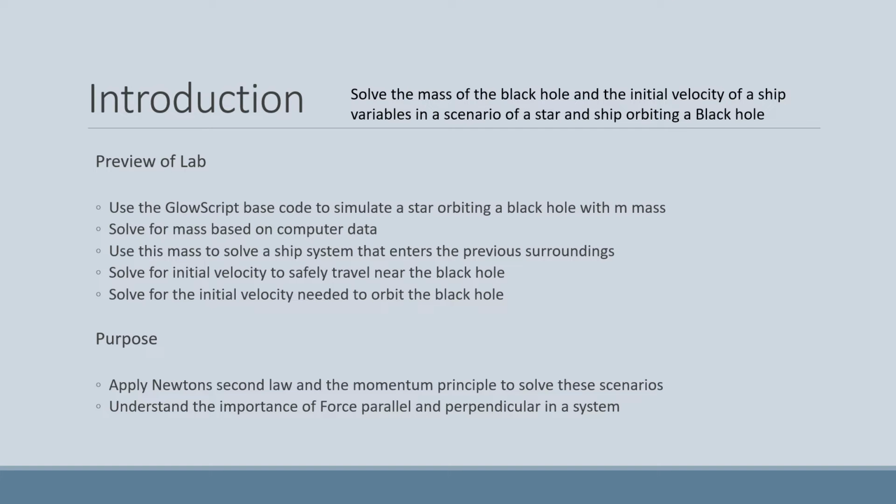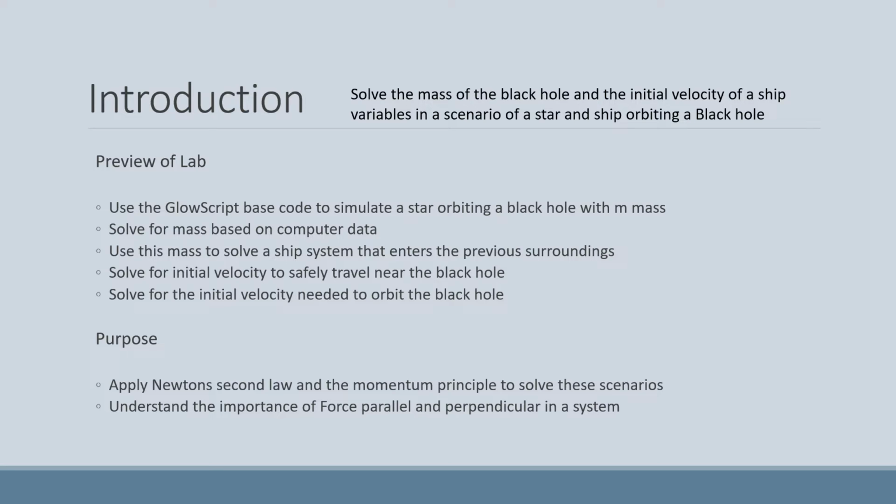In this lab, we were tasked to find various variables in a star system that orbits a black hole using GlowScript and its base code. We were then able to alter the code to reflect this orbit and solve for the mass of the black hole. We then used another GlowScript code using this found mass to solve for a ship in the surrounding and its initial velocity in certain scenarios.